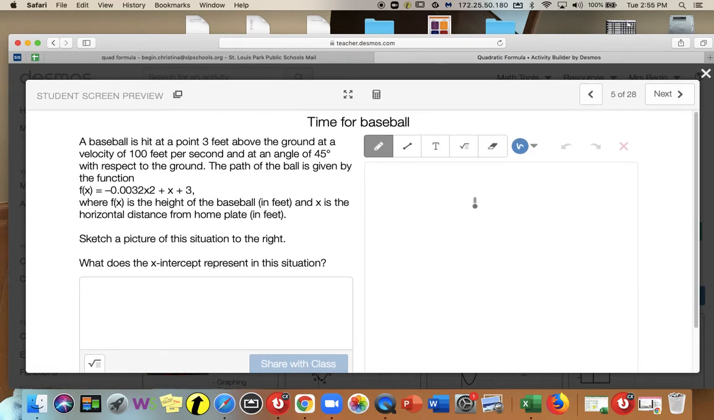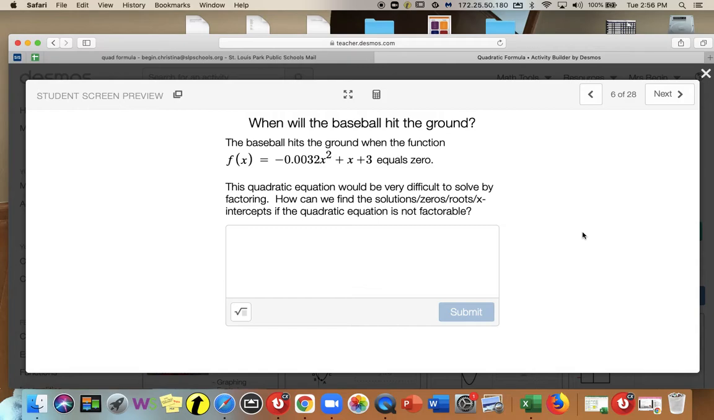Okay, so let's sketch a picture of this. If we notice the starting value at time 0, if we plug in zeros for these first two, the starting value would be 3 feet above the ground. And our ball would go up, and then it would go down. And the x-intercept would be, if time is right here, when the ball lands on the ground. So what does the x-intercept represent? When the ball lands on the ground. And we can see it at a height of 0, we're looking for that time right there. Okay, so again, the baseball hits the ground when, of course, the height is 0.